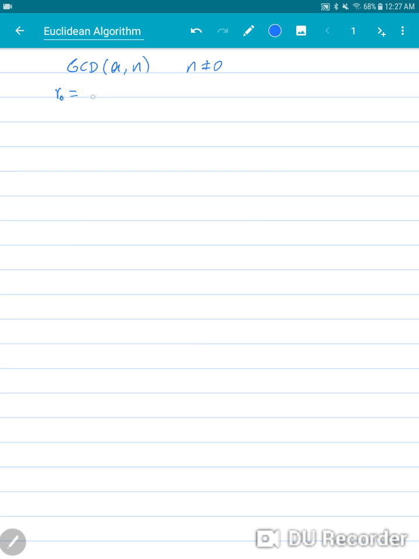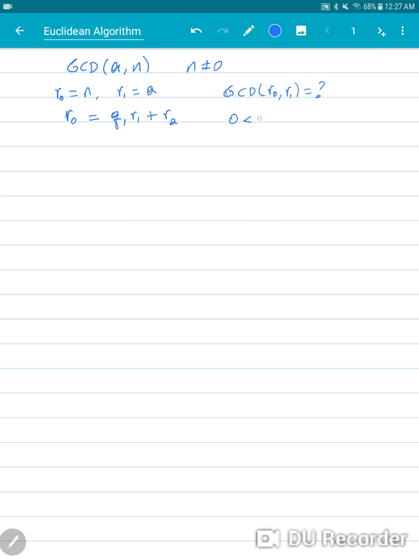relabel these things. I'll let R0 be n and R1 be a. So what we're looking for is the GCD of R0 and R1, which is really the GCD of a and n. So I'm going to divide n by a, and I'm assuming that the quotient is q and the remainder is r. So if you divide n by a, r0 by r1, you get the first quotient with a remainder of r2.